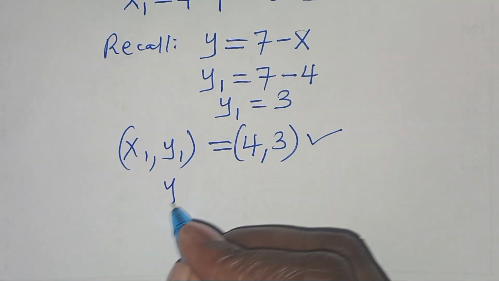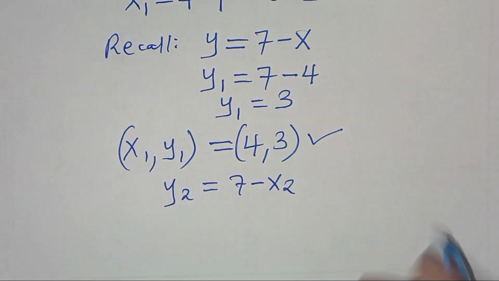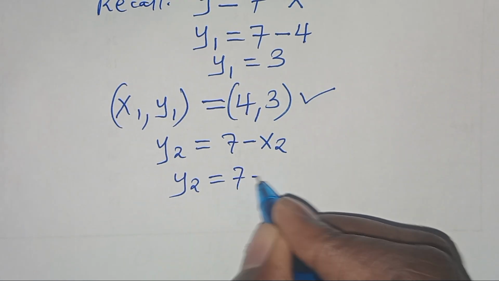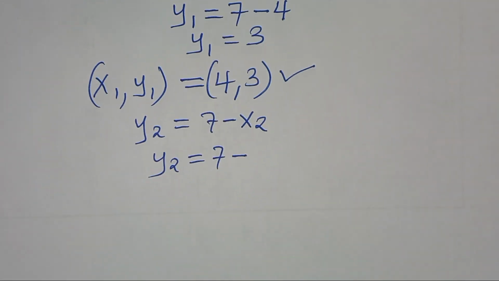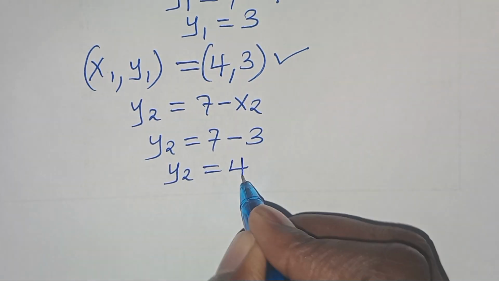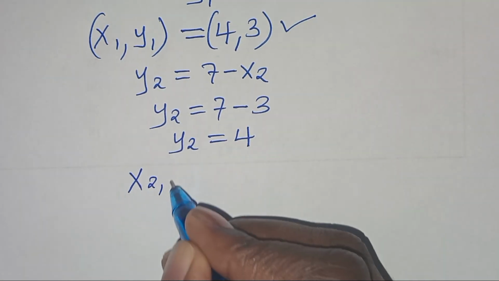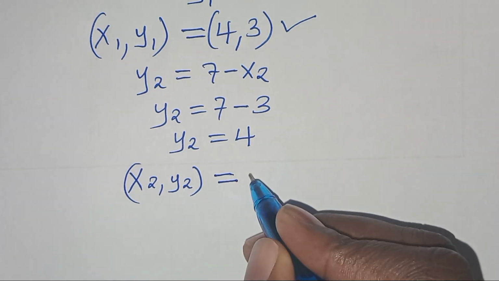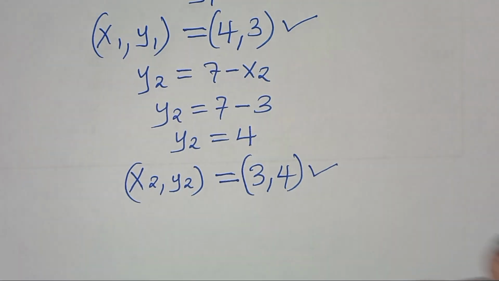We have that y2 will be equal to 7 minus x2. So that means that y2 is equal to 7 minus x2, where x2 is equal to 3, so 7 minus 3. And this implies that y2 is equal to 4. Therefore, the second set of solution, x2, y2, is equal to 3, 4. So this is the second set of solution.